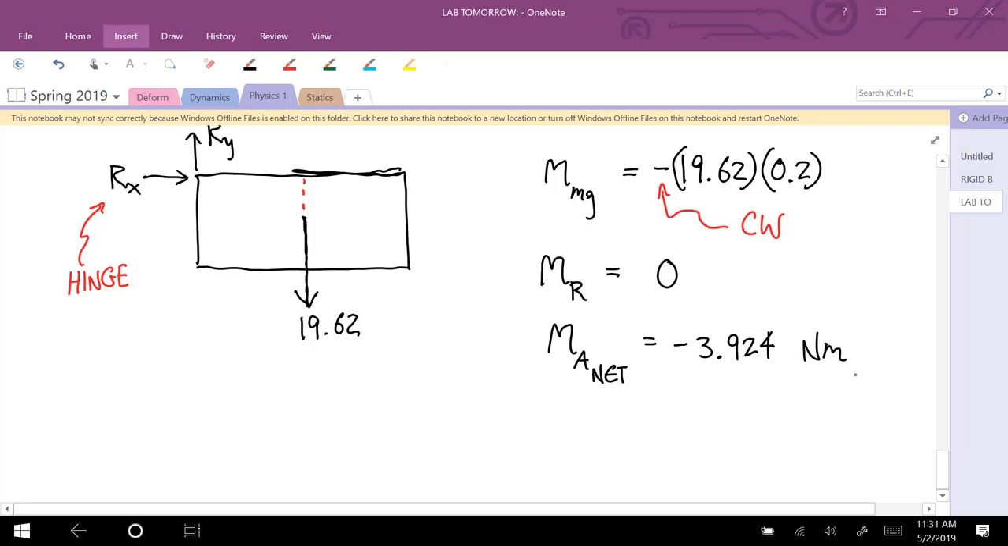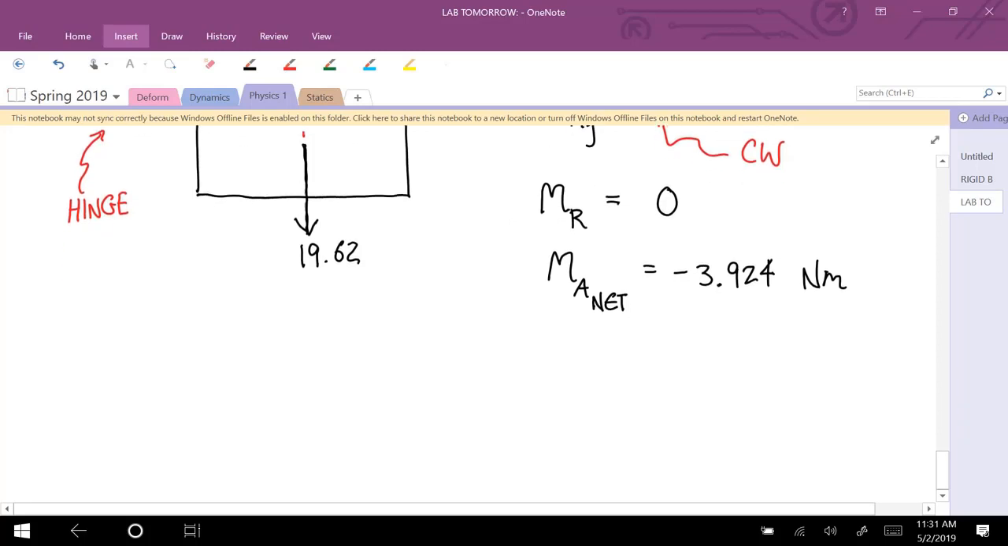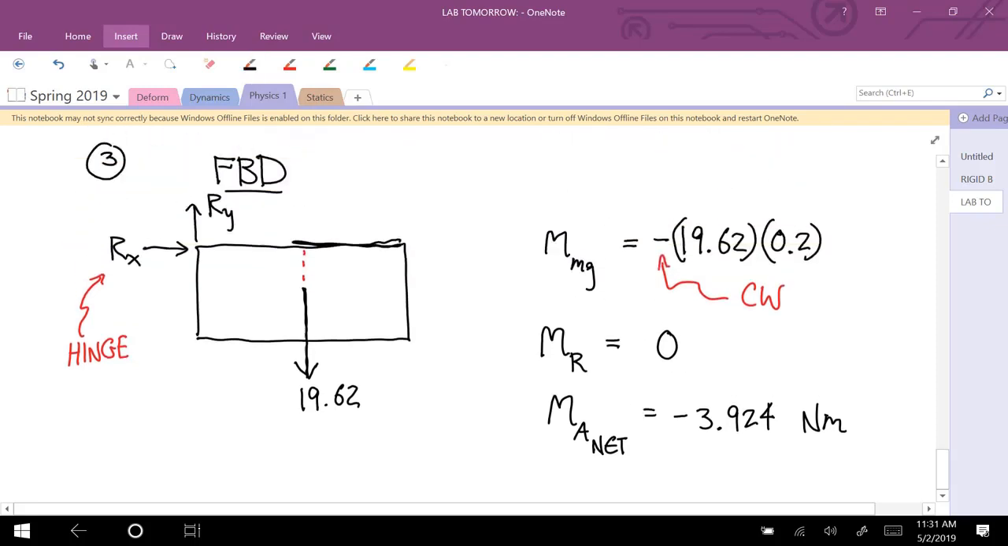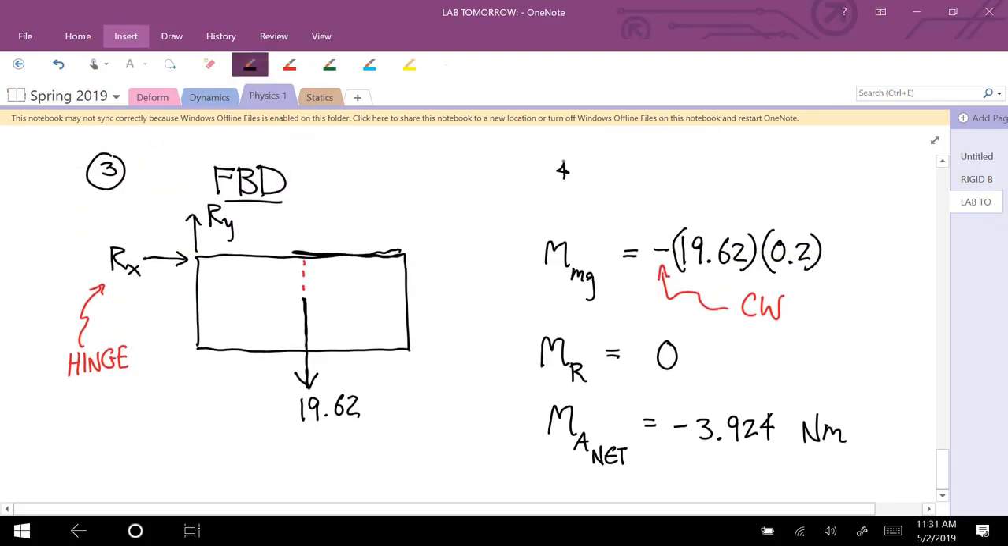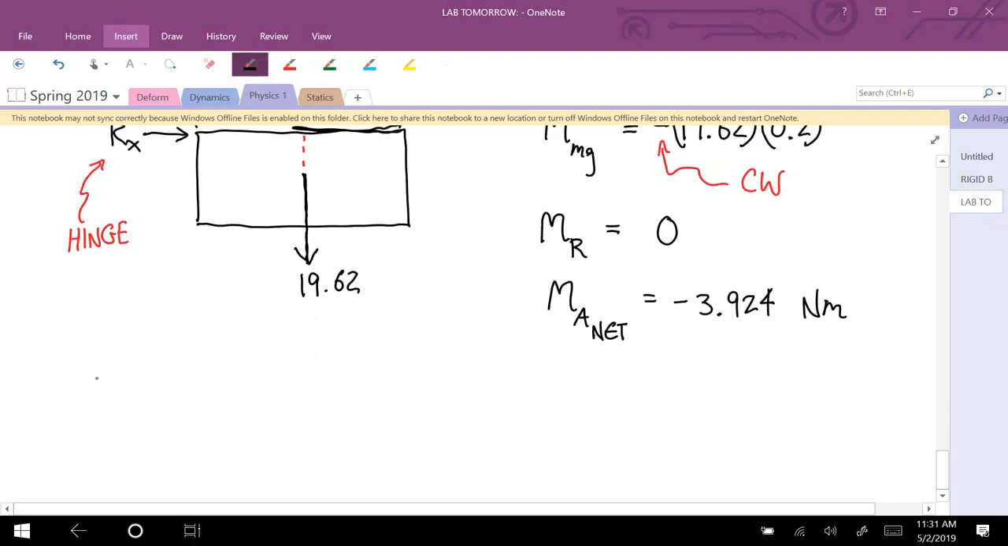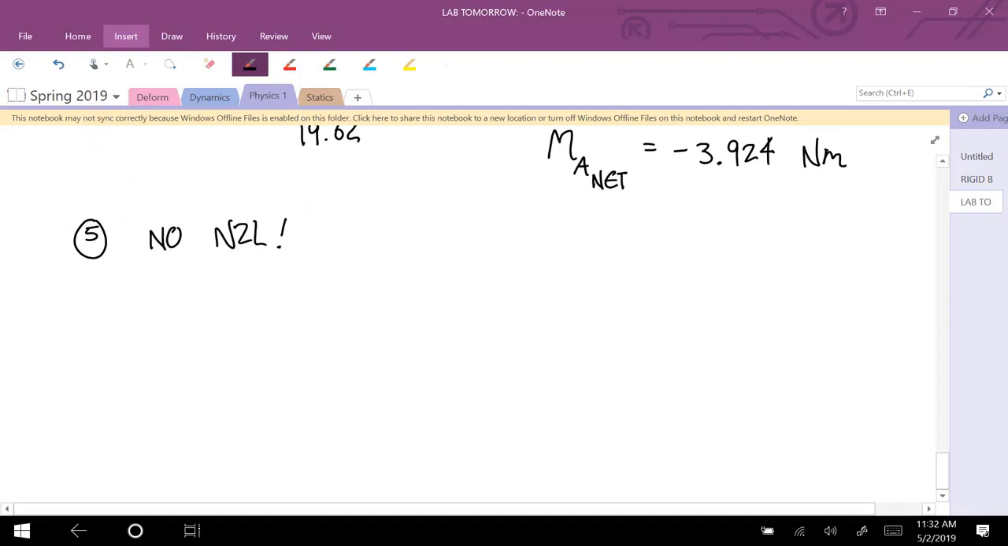Step 5. Ooh, here's where the good news comes. So this was step 3, this was step 4. Step 5, no Newton's second law. Anytime there's a fixed point, you can skip Newton's second law. We can get all the information without it. And so now we'll go straight to the moment equation.